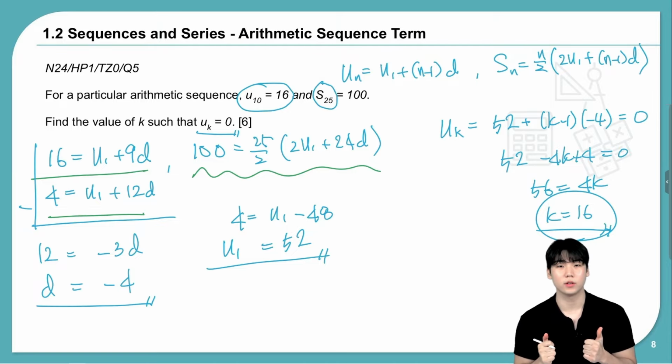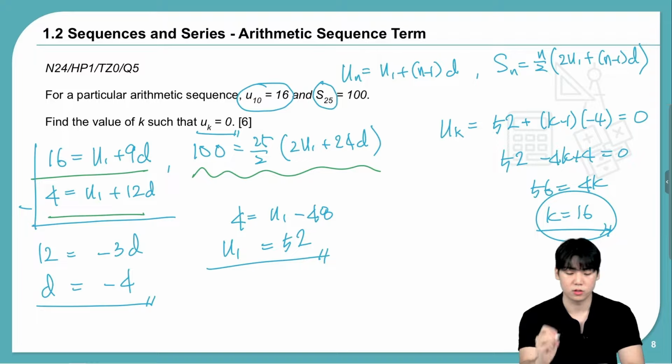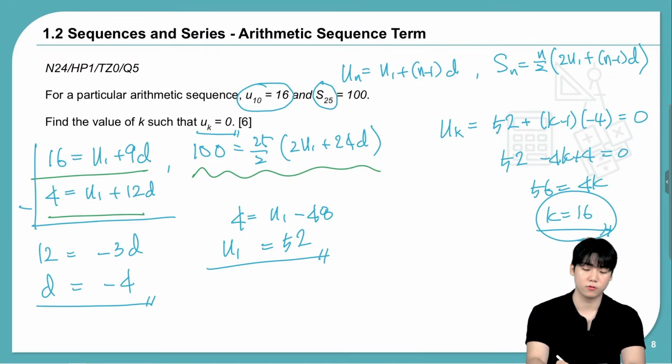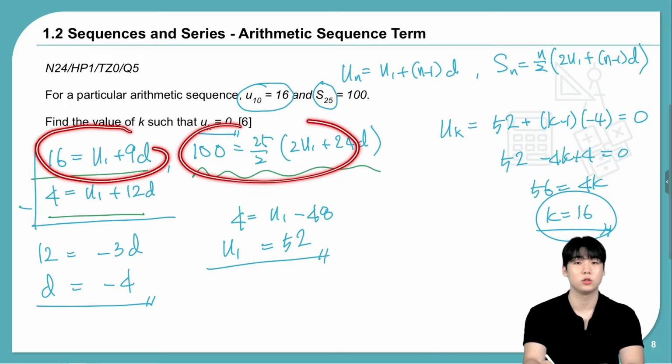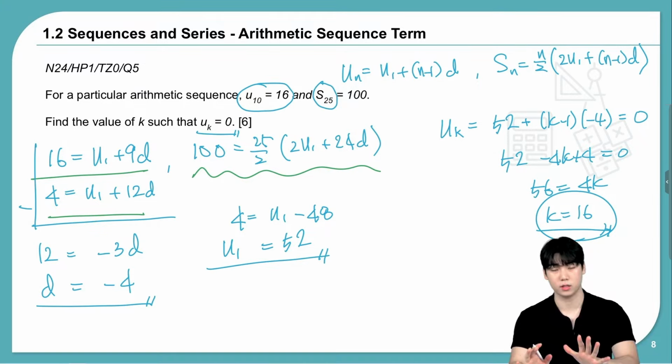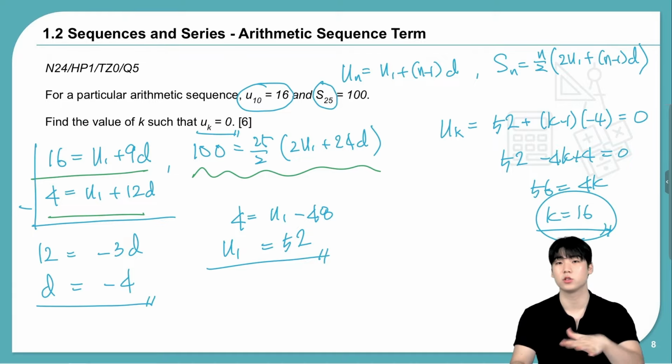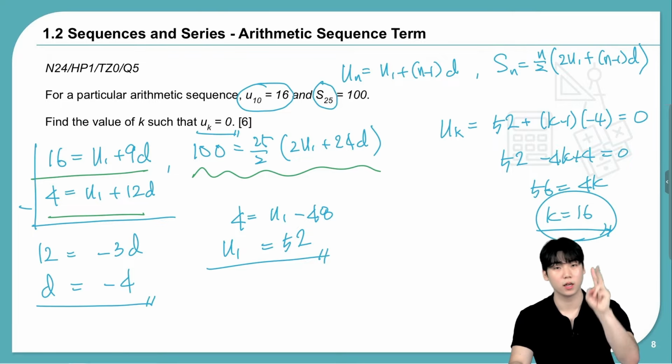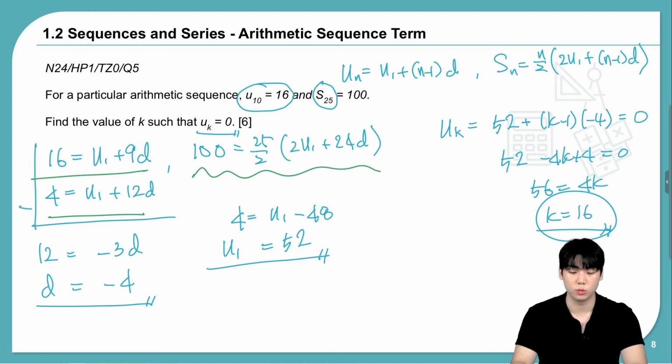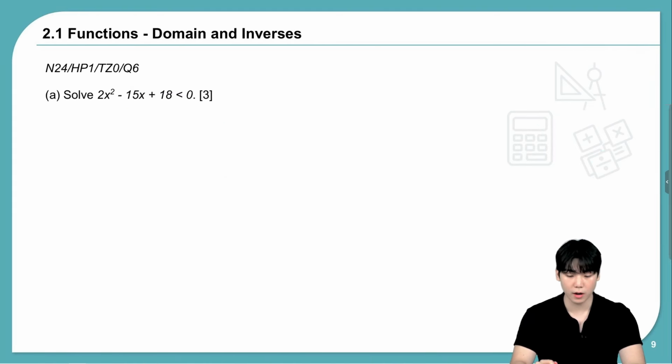That wasn't too difficult, but the tricky part of this question is to know how to formulate these two equations and try and solve this simultaneously. This is a very classic question, okay? Always try to solve the simultaneous equation, formulating two different equations with two different variables. All right, moving on to the next question.